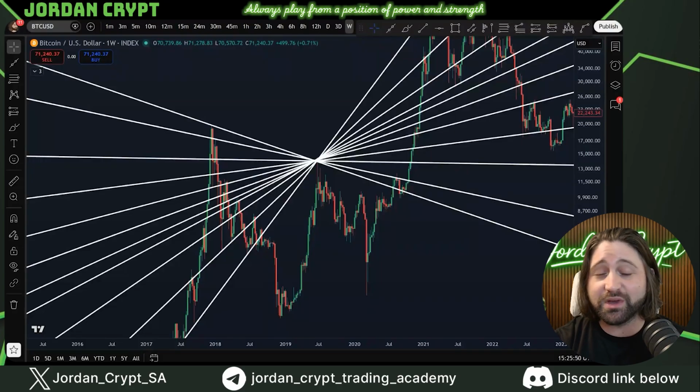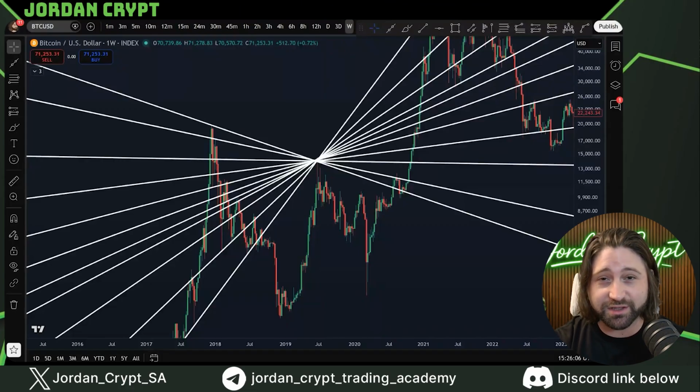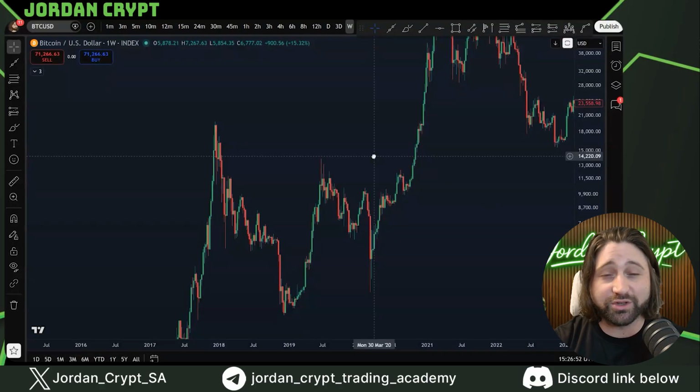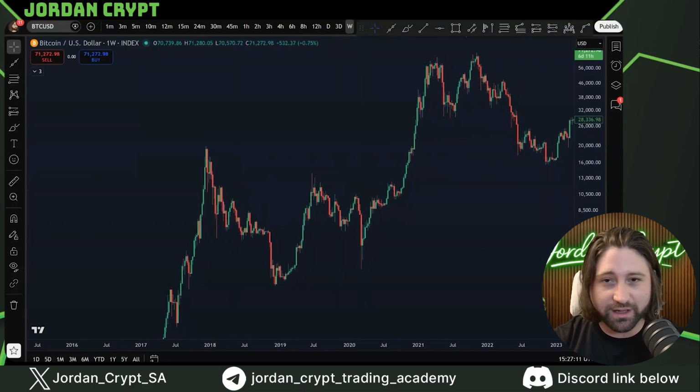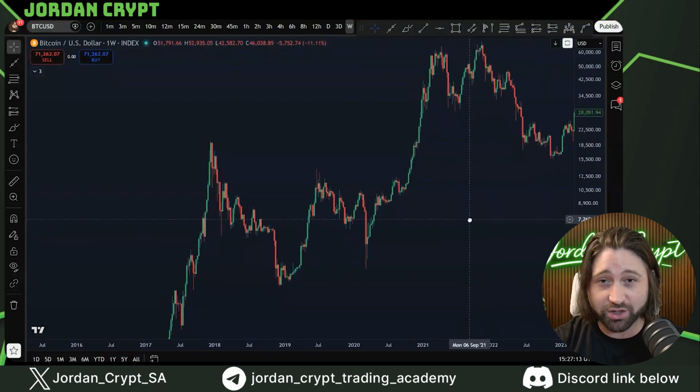Spider lines can also be compared to fan lines or Gann lines if you've used those before, but I find spider lines a lot more simple and effective. Just to be clear, this is not magic, but it is structure and psychology. Once you start exploring them for yourselves, I would start on Bitcoin and Ethereum, as they have the most previous cycles to use.